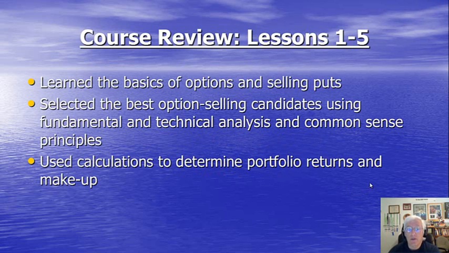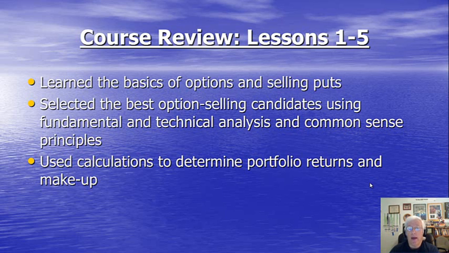Now, in the first 5 lessons, we went over several topics. First, we learned the basics of options, specifically gearing it to selling cash secured puts. Then we went through the process of how to select the best underlying securities for selling puts, and it was a 3-pronged process. First, we did a fundamental analysis: sales, revenues, and earnings. And then we did a technical analysis. We reviewed a price chart and we looked at the 4 technical indicators. And finally, we went through some common sense principles like avoiding earnings reports and minimum trading volume.